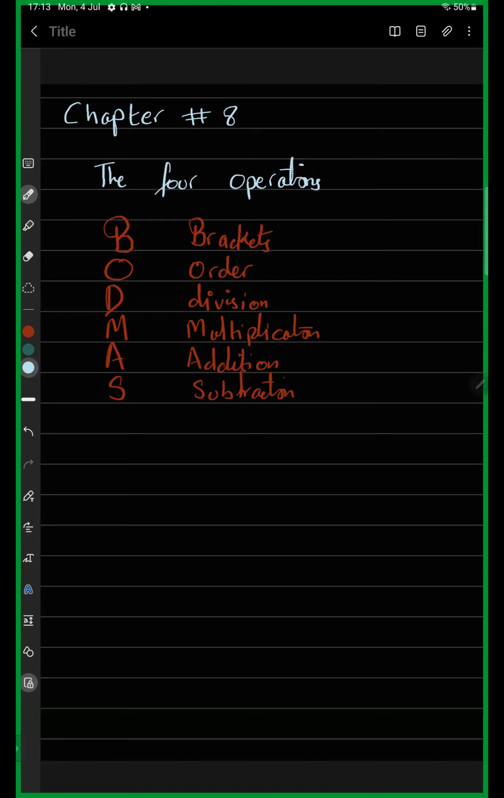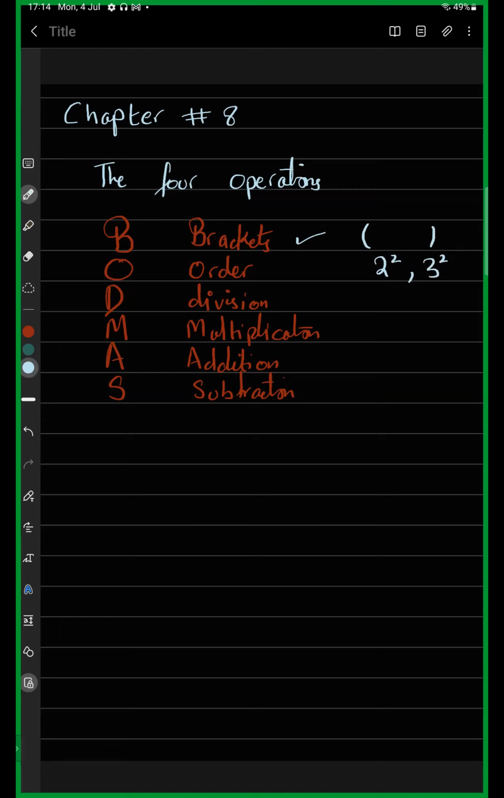It says brackets. Brackets means these. Order means if you have a number with some power, for example, 2 squared, for example, 3 squared. This is order, right? Order is basically power. You can just think about order as power.